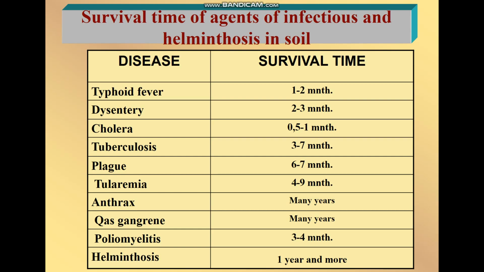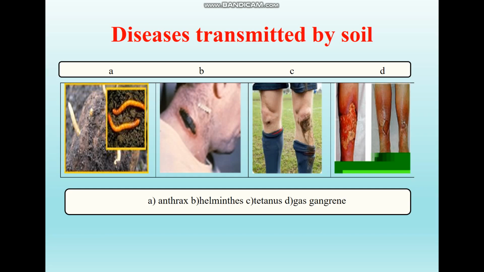For example, typhoid fever, survival time 1-2 months. Anthrax, many years. Poliomyelitis, 3-4 months. Helminthosis, 1 year and more. Example diseases transmitted by soil.